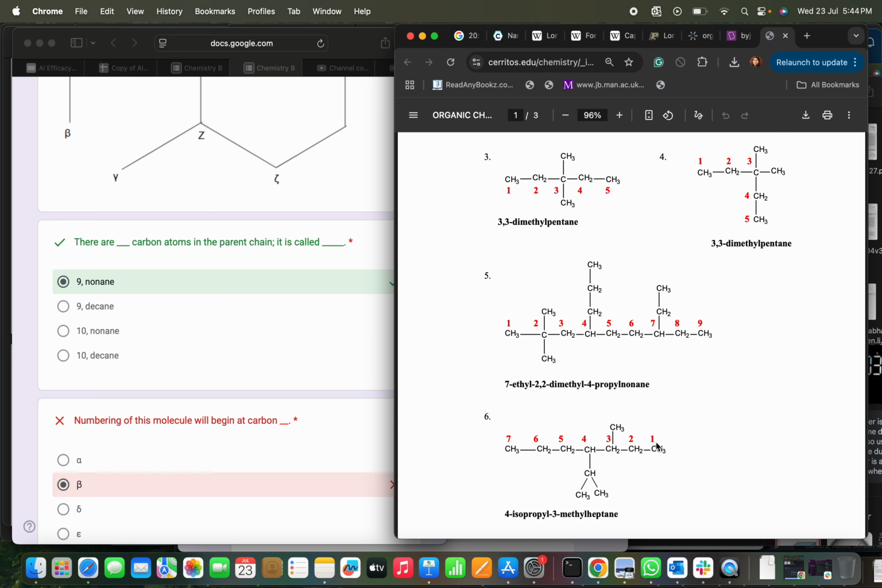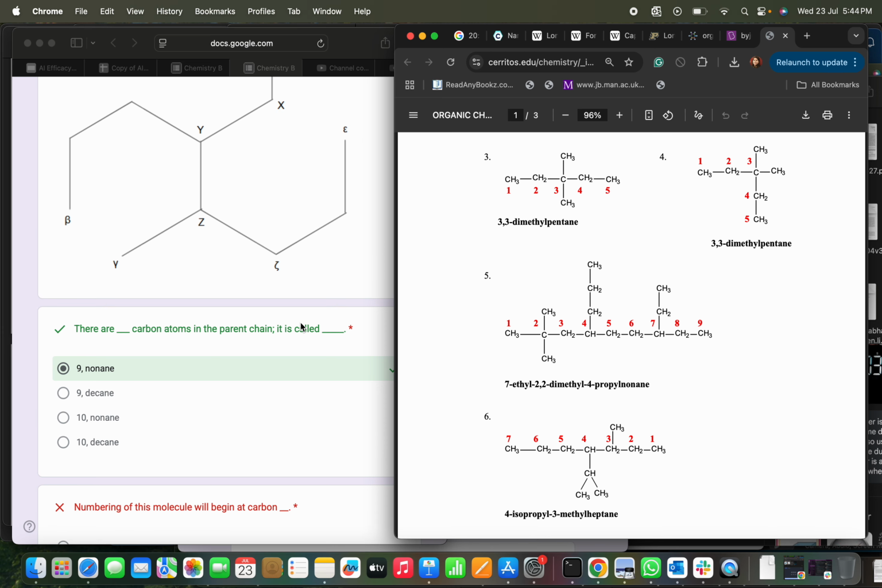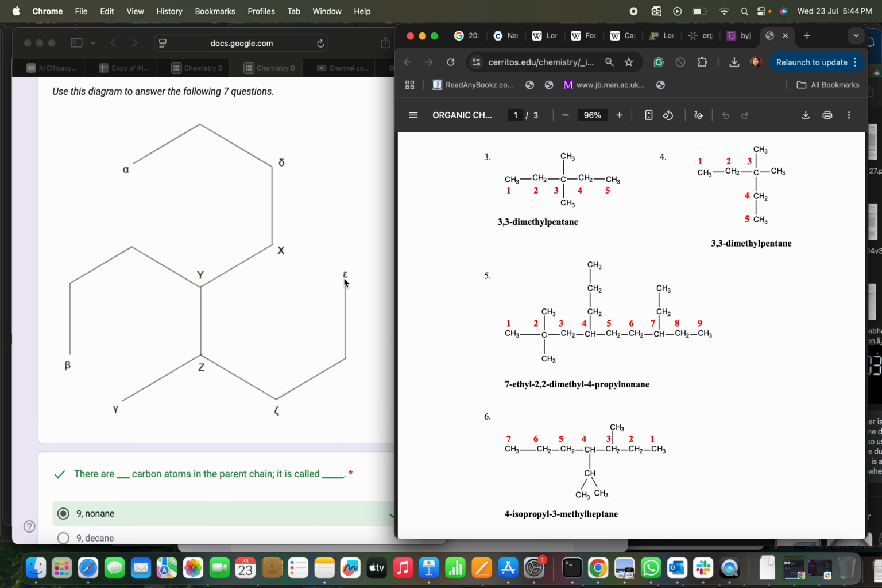Oh right, I think if I remember correctly, no. So where the nearest group comes out. So if I start from here, one, two, three, four, five, four. So the nearest group, like, the branching factor also matters. So the positioning should start from where the branch is the closest. So alright, so alpha and epsilon both are correct. Let's say they are the longest chains first.